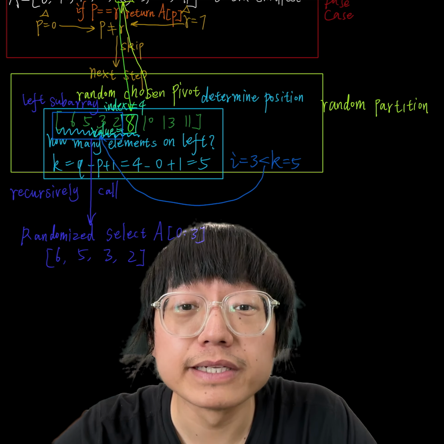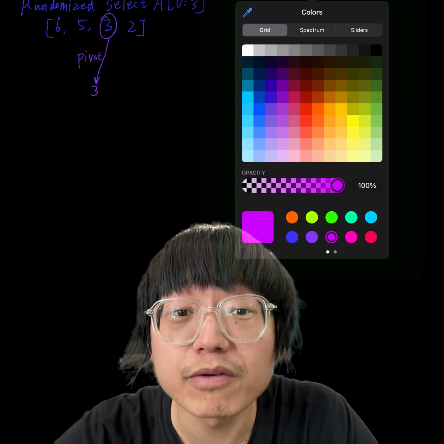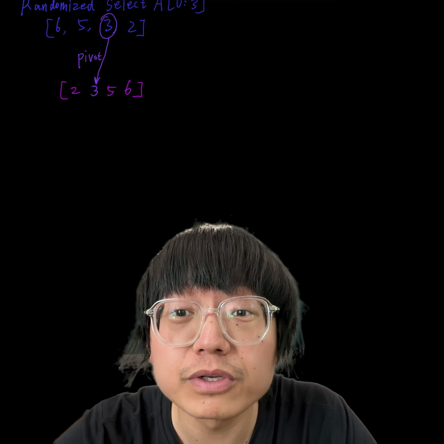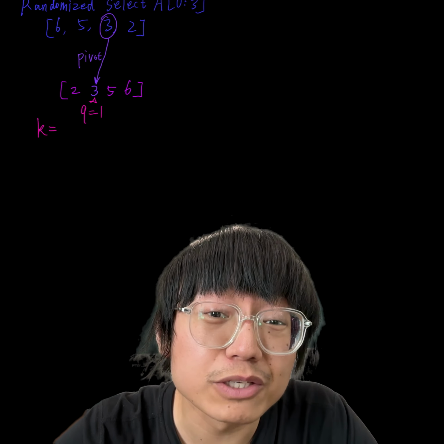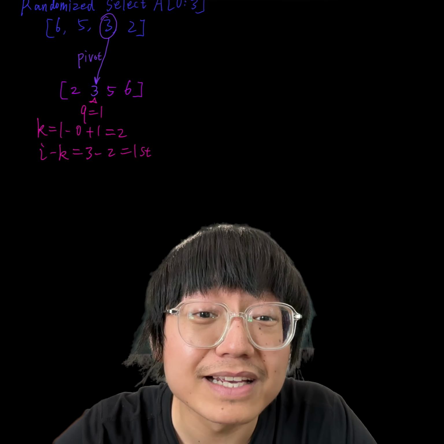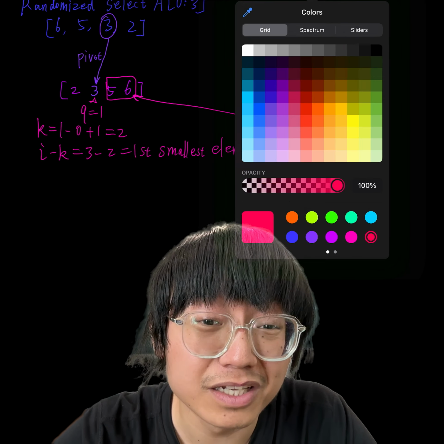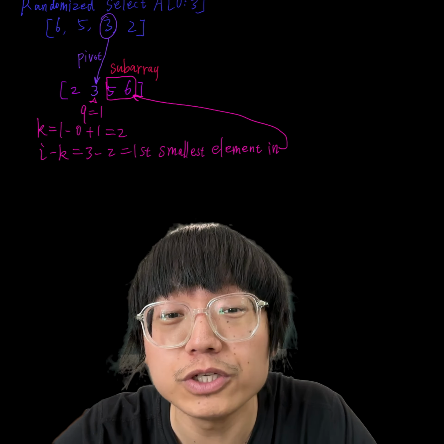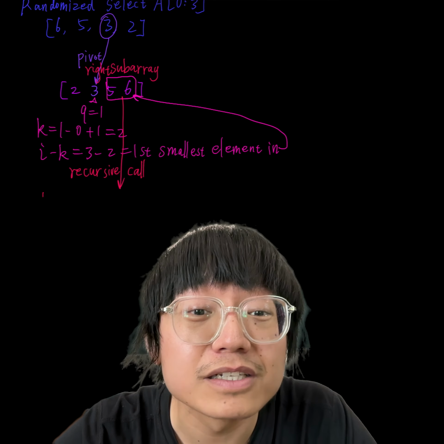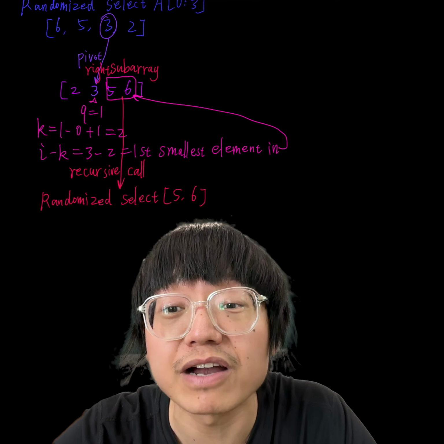And then we just repeat the process, partitioning 6, 5, 3, and 2. Let's say 3 is chosen as our pivot. Then this array might become the partition 2, 3, 5, and 6. And now Q is equal to 1, which is the index of the 3 in our new subarray, and K is equal to 1 minus 0 plus 1, which is equal to 2. Since i is equal to 3, which is greater than K, which is equal to 2, we know that the third smallest element is actually the 3 minus 2, which is the first smallest element in our subarray 5 and 6.